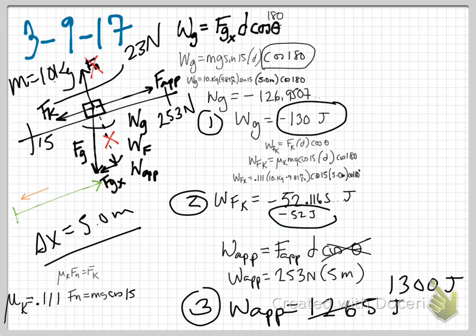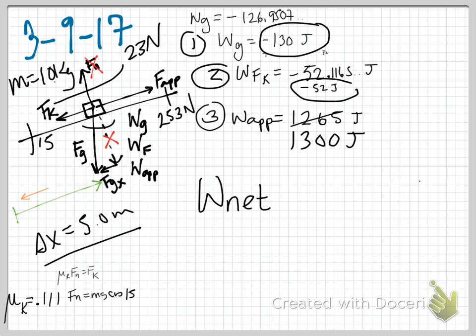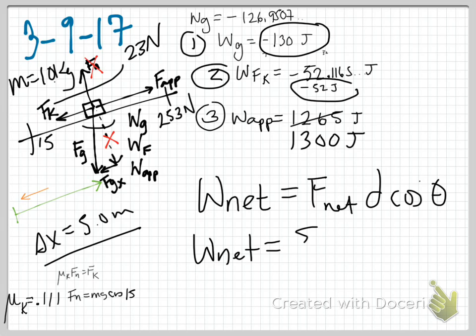Now, here comes the really cool part, the net work. Here's the kicker. Work net equals force net times d cosine theta, where theta is the angle between the net force and the motion. Well, you can go to all the trouble of figuring out the net work by doing sum of forces, or you can say that the net work is equal to the sum of all the other works. You can take your rounded answers and just figure out your net work that way. So either way is legal, either way works. That's it.